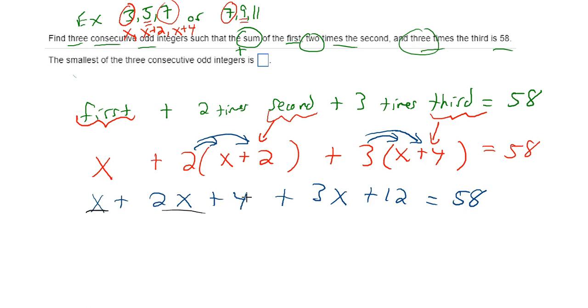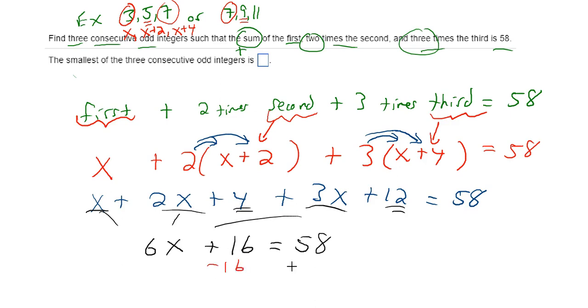Before I start moving things from one side to the other, let's simplify, tidy things up here. So we have several like terms. We have x plus 2x plus 3x. Those 3 things combine together to give me 6x. We also have 4 and 12, which we can combine together to give me 16. And now we have an equation to solve. We subtract 16 from both sides. We get 6x is equal to 42.